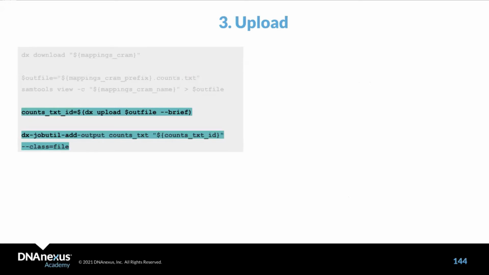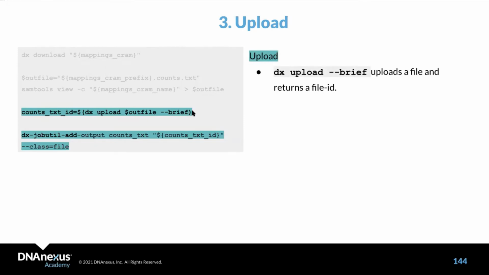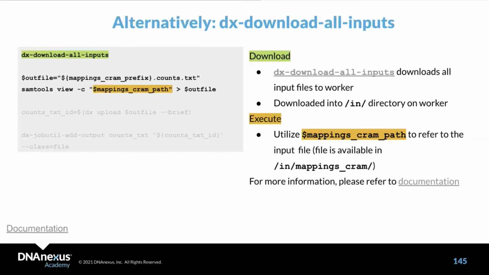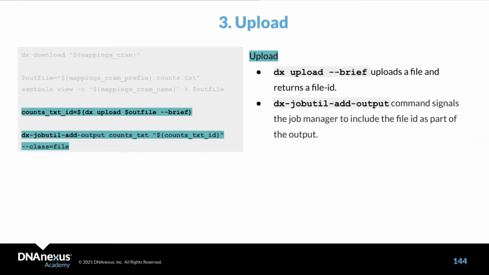And the last part is that we need to upload and register. So we upload using dx upload, but we are using the --brief option. We were talking about it a little bit in the first part, and what it does is it will just return the file ID, which we're saving here as a variable, and then we're using this variable to actually link this output file as a result of this particular job, using dx-jobutil-add-output. So this was our standard parts of the script.